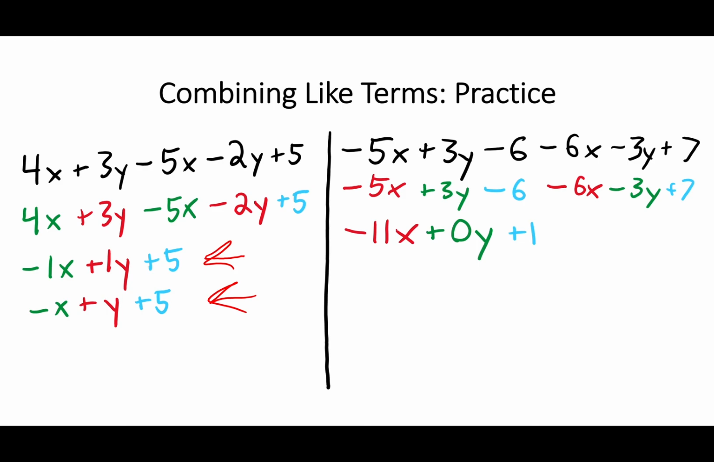3 minus 3 is going to be 0. And then negative 6 plus 7 is going to be positive 1. Remember, this right here, this is 0 times y. 0 times anything is 0. You don't need to include it. Your final answer, simplified, is negative 11x plus 1.